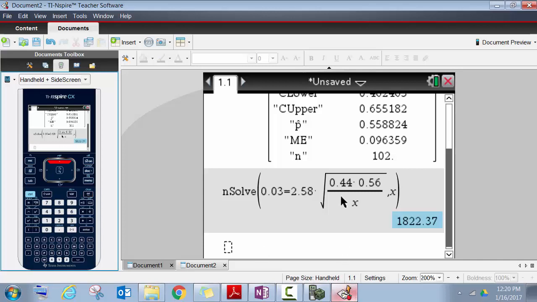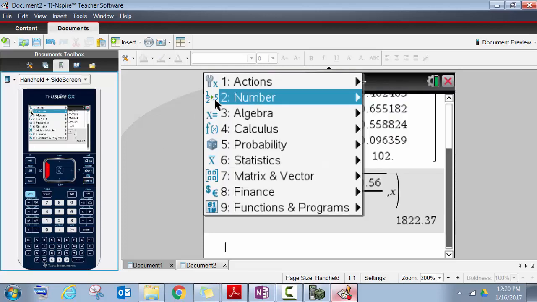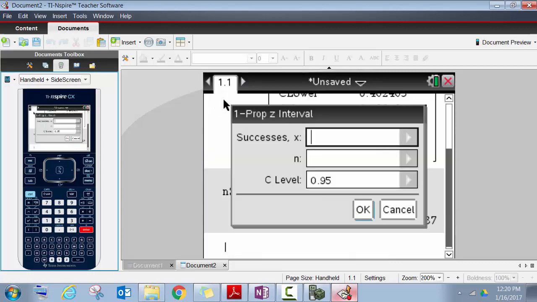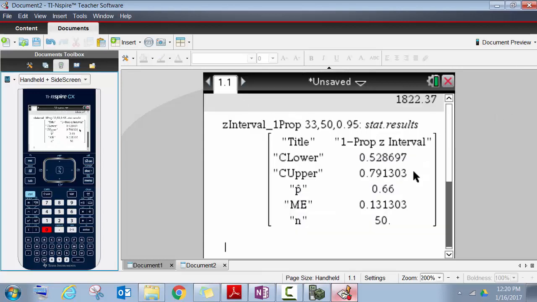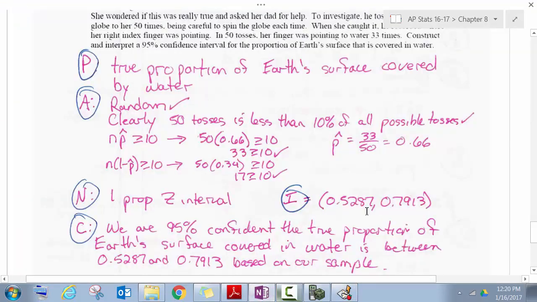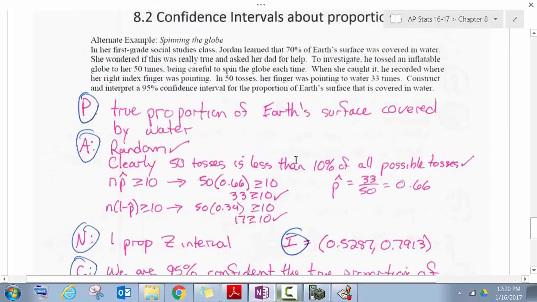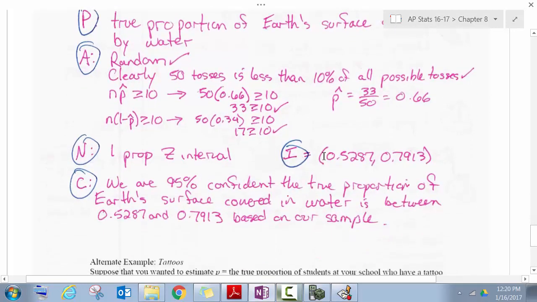We can do the same thing here on the Inspire menu. Statistics, confidence intervals, one proportion Z interval. It was 33 out of 50, 95%. There you go. Our lower limit, our upper limit, our p hat, our margin of error if we wanted that. But we get this interval. So we just interpret it. We are 95% confident that the true proportion of Earth's surface covered in water is between 0.5287 and 0.7913 based on our sample. Done. We did our PANIC.